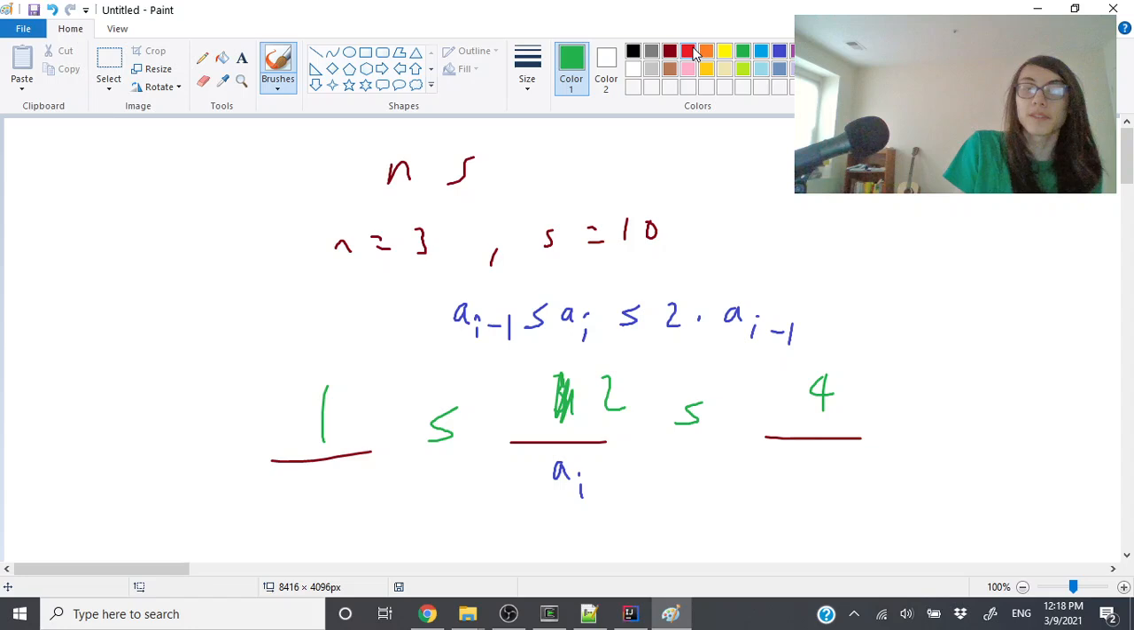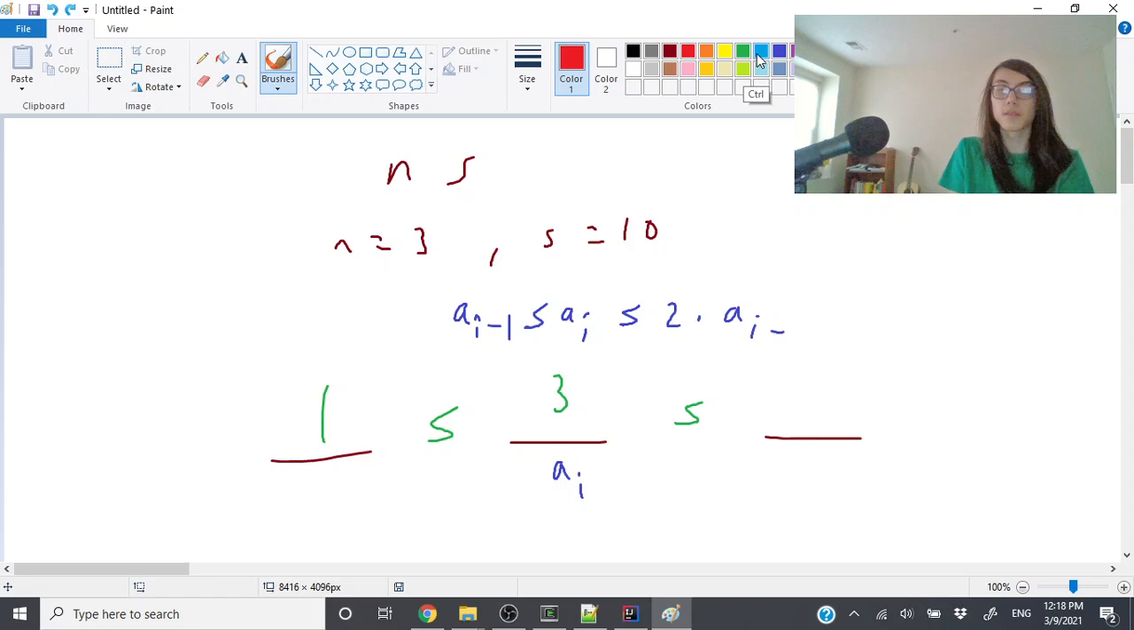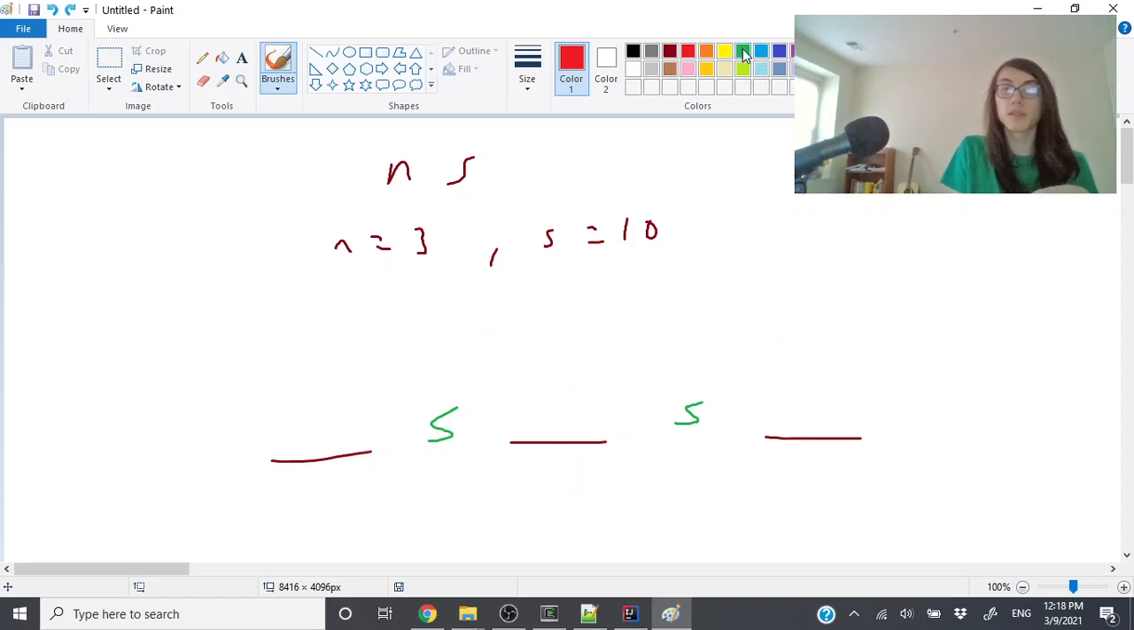So what we want to do is... Also, the constraint is that the sum of the elements must equal s. So 1 plus 2 plus 4 equals 7, so this is invalid. But one array we could have is, for example, 2, 3, and 5.